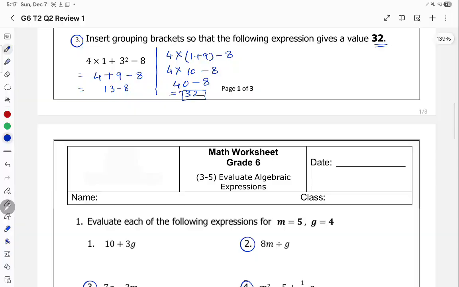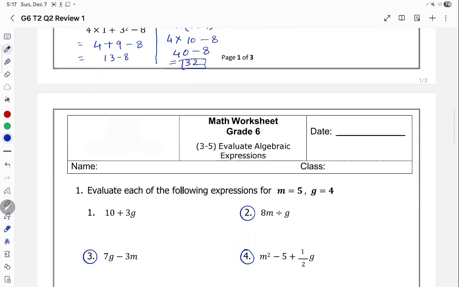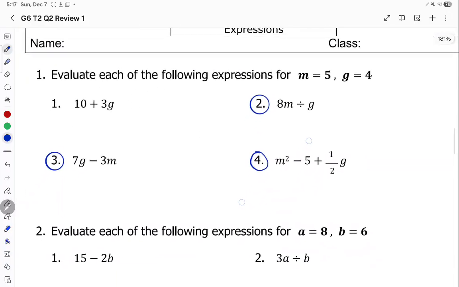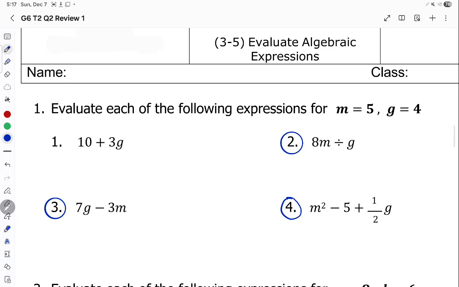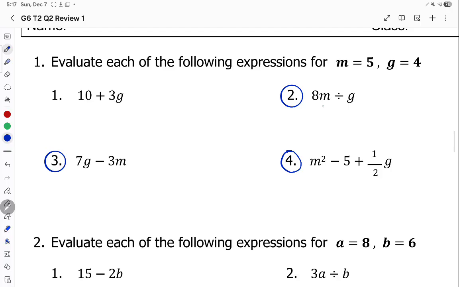Okay, let's go to the next question, next topic. Evaluate algebraic expressions. In this one, they will give us algebraic expressions. The difference between an algebraic and a numerical expression is that a numerical expression doesn't have letters, doesn't have variables. In an algebraic expression, you will have variables. These letters M, G are all variables. They are called variables.